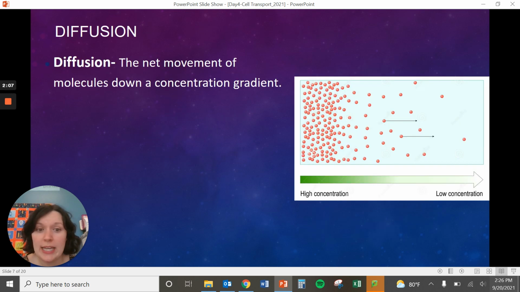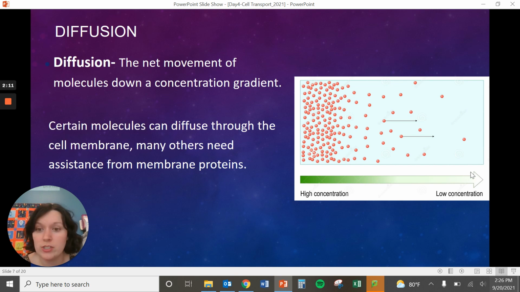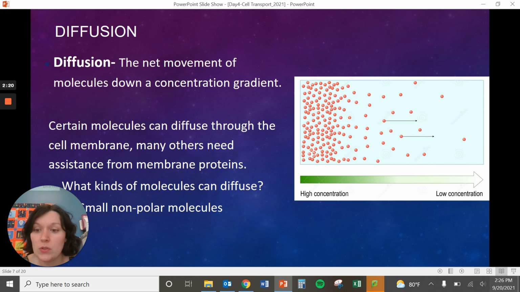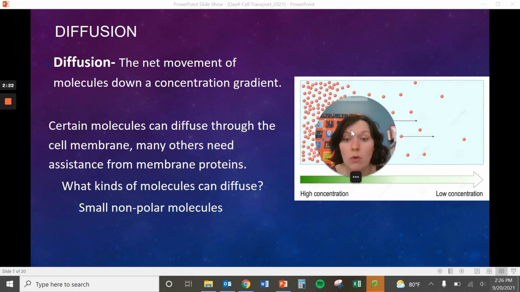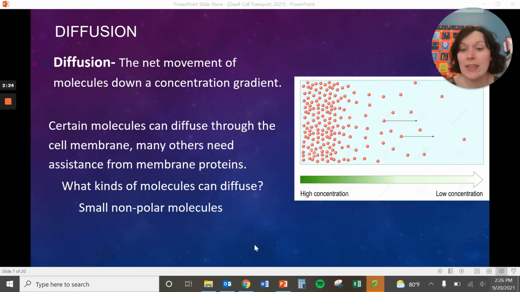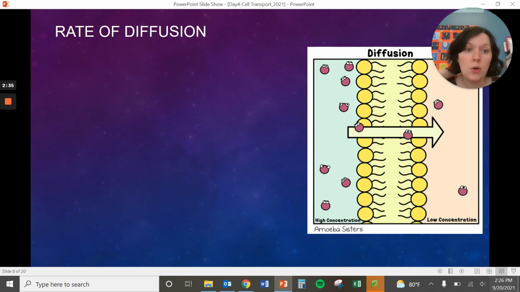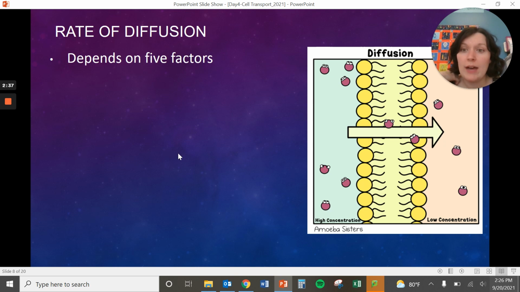Okay, so diffusion again is that movement down a concentration gradient, from high concentration to low concentration. Certain molecules can diffuse through the cell membrane, and some others need assistance. So which kinds of molecules can diffuse? These are again our small nonpolar molecules that can diffuse straight through the membrane because of the nonpolar region of our membrane.